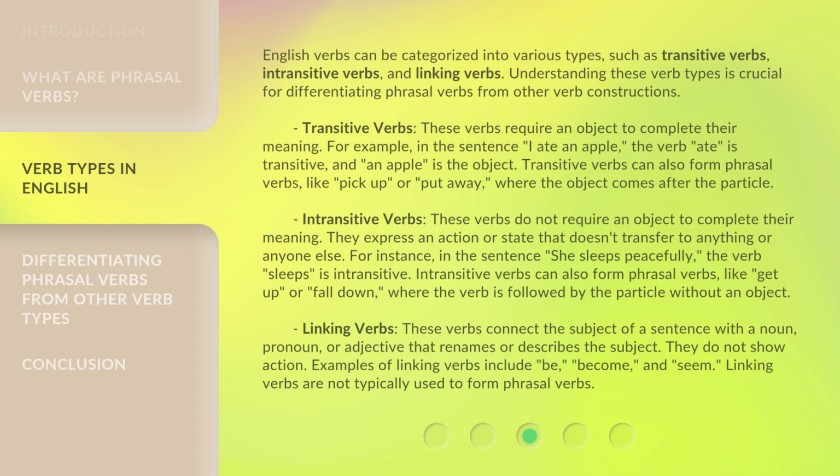Linking verbs. These verbs connect the subject of a sentence with a noun, pronoun, or adjective that renames or describes the subject. They do not show action. Examples of linking verbs include be, become, and seem. Linking verbs are not typically used to form phrasal verbs.